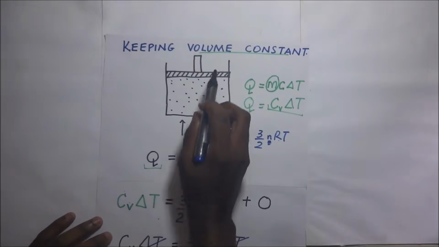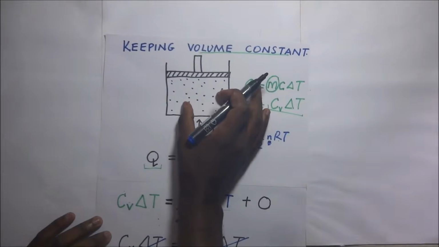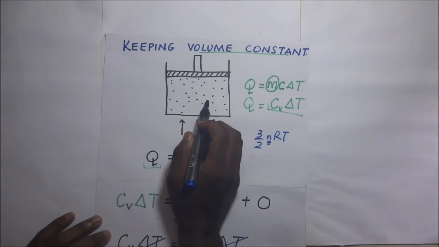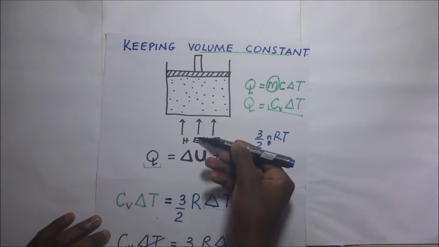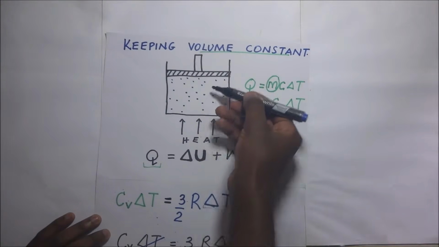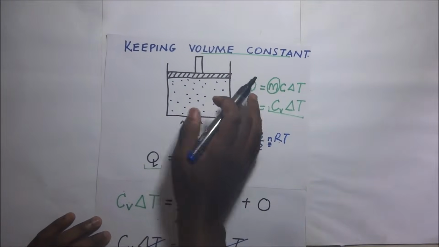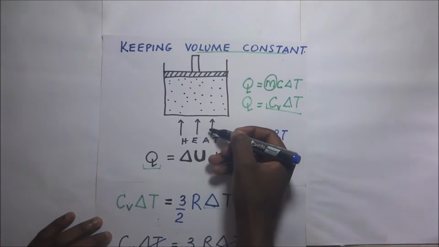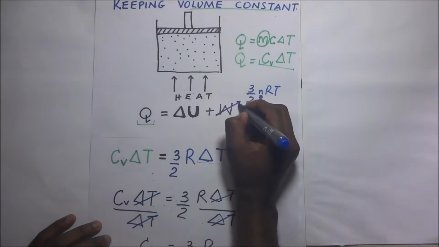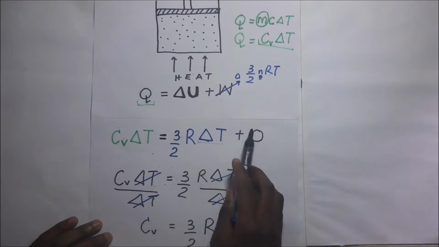Now, because our volume is constant, this gas is not able to expand because it is in a static container that is not allowing it to expand. So all the heat that is given in is going into increasing the kinetic energy of these molecules, or the internal energy of the gas. When we keep the volume constant, the gas is not able to do external work. So our value of work there is 0, and the substitution for that is going to be equal to 0.